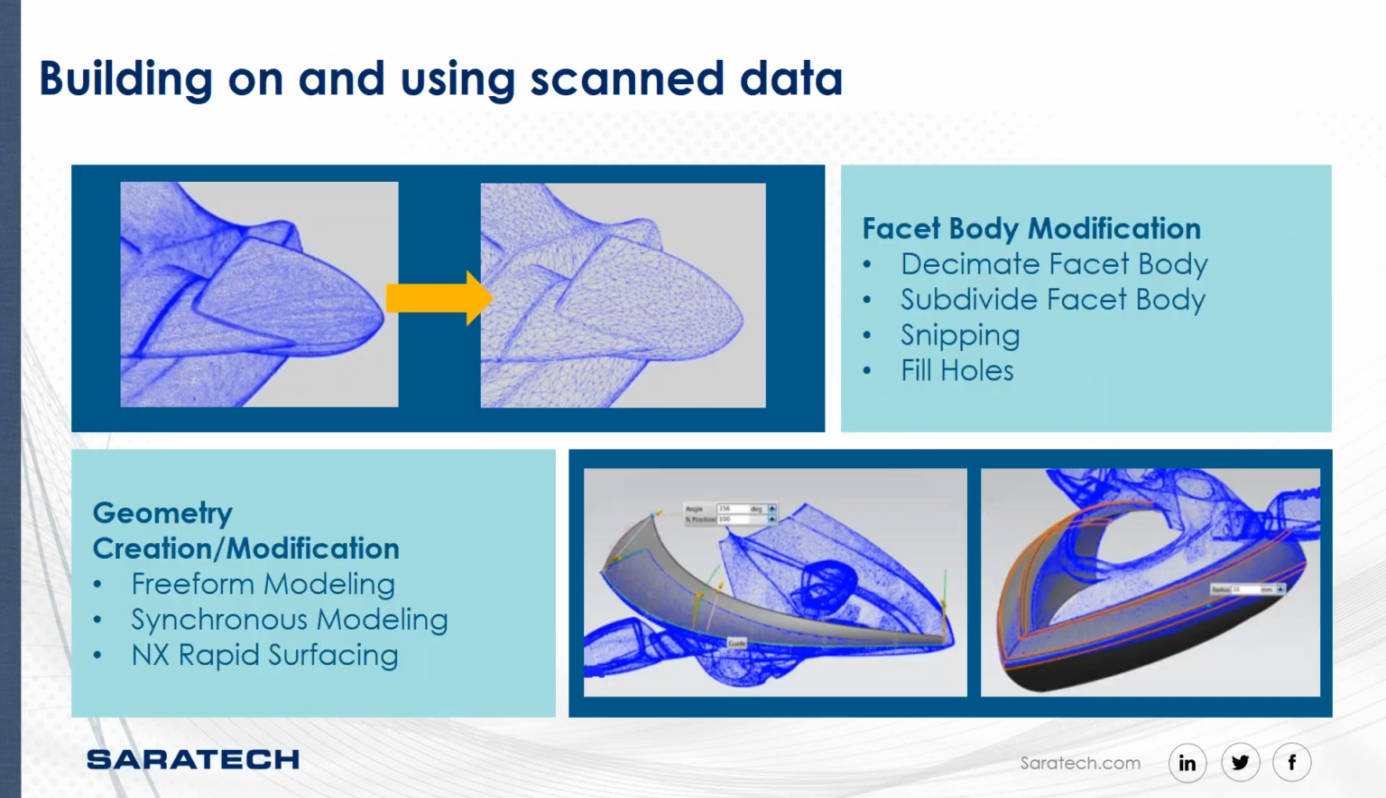So building on and using scan data. As I said, geometry creation and modification. Once you bring in your scan data, you have the ability to free-form model. You can do synchronous modeling and NX rapid surfacing based on that Facet data. Also, to manipulate the Facet data off the bat, you can decimate Facet bodies. You can do snipping and filling holes, which I'll be showing you, and subdivide the Facet body as well.